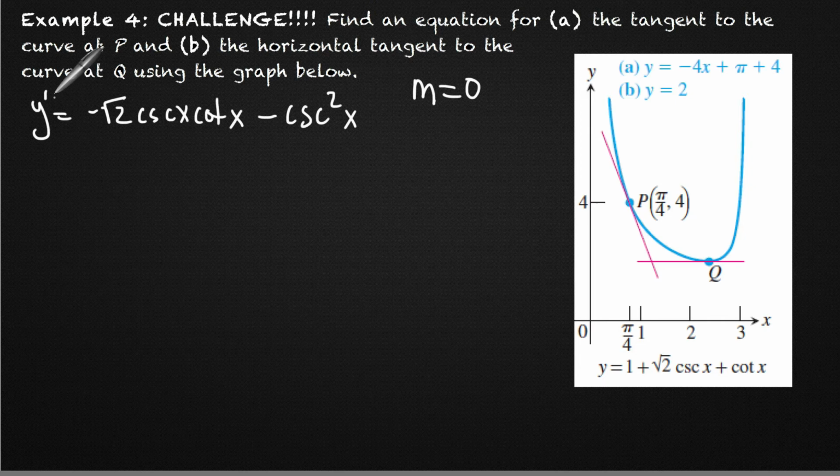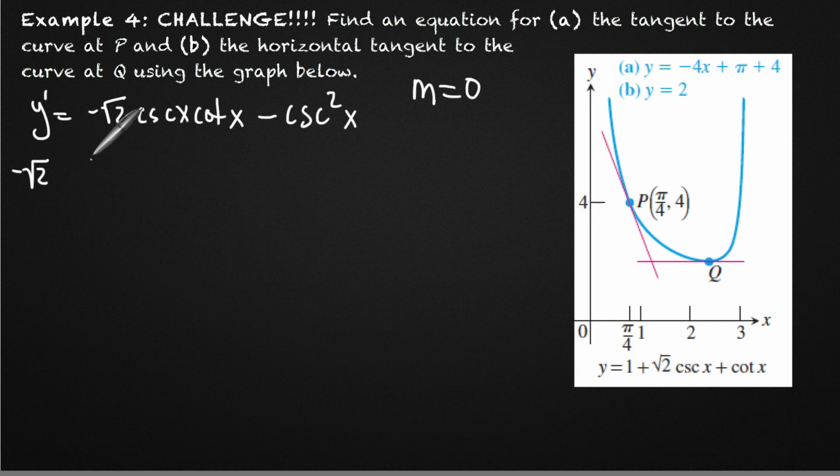So we've got to take this derivative. We've got to set this derivative equal to 0 to figure out the x-coordinate where the slope is 0 on this strange looking curve. Now, in order to do this, we're going to do the same thing that we did in example 3. We're going to change things into sines and cosines, so let's go ahead and do that.